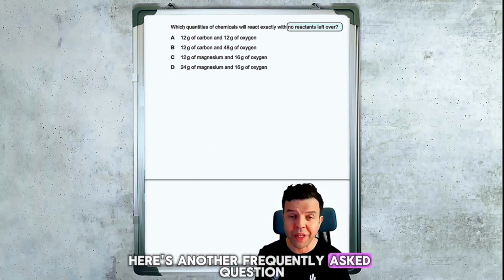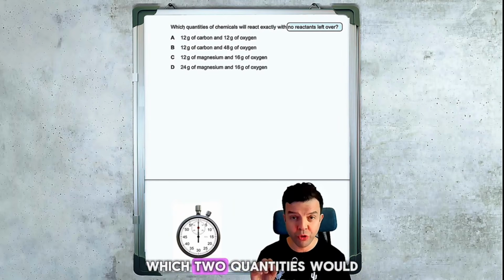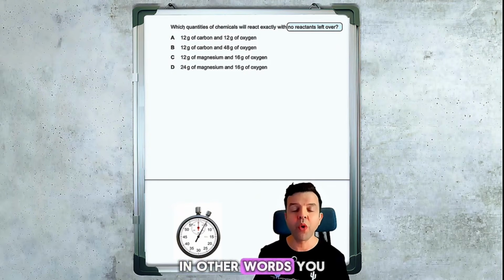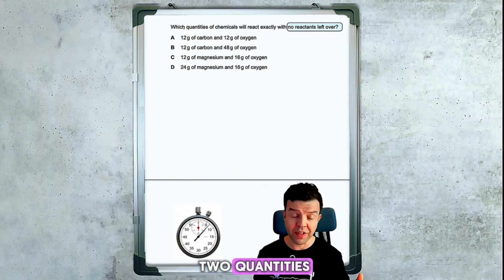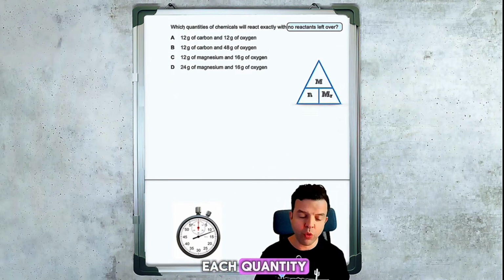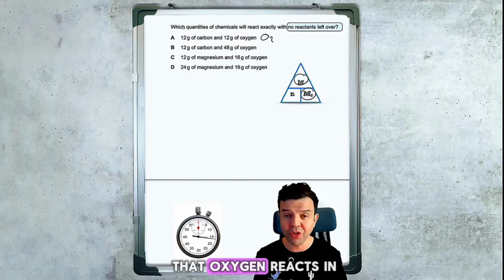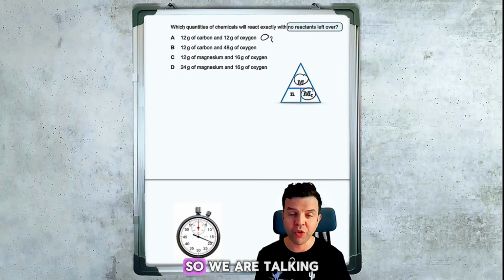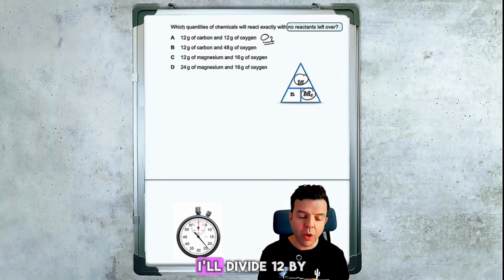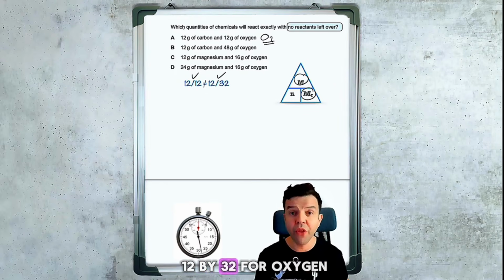Here's another frequently asked question. It's taken from the mole concept. The question is asking you which 2 quantities would react without any left over. In other words, you need to find which 2 quantities have identical number of moles. I would find the number of moles of each quantity by dividing the mass over the molecular mass. You have to realize that oxygen reacts in diatomic form, so we're talking here about O2 rather than oxygen atoms. To find the number of moles, I'll divide 12 by 12 for carbon and 12 by 32 for oxygen.